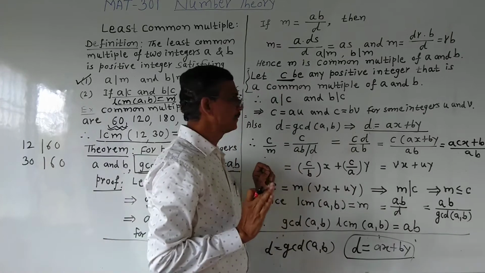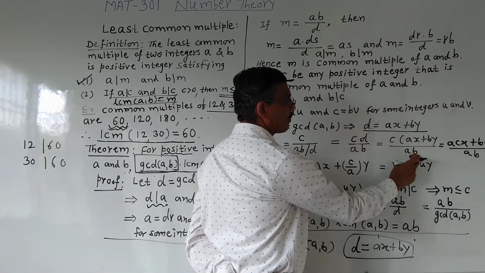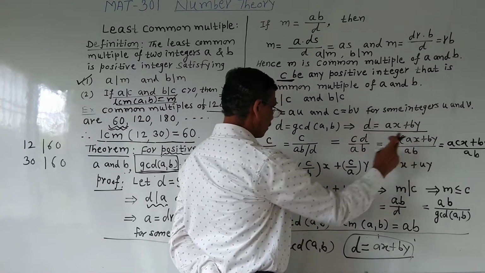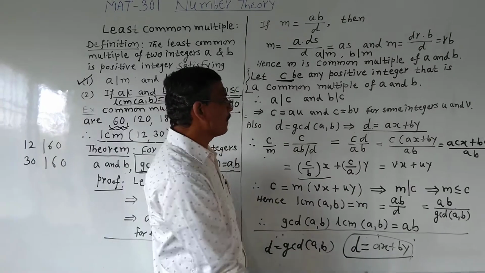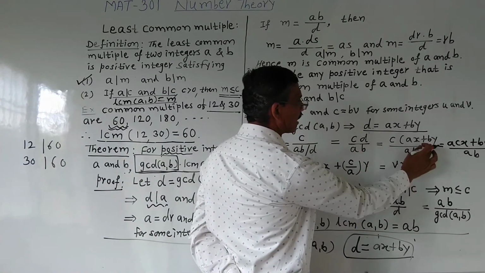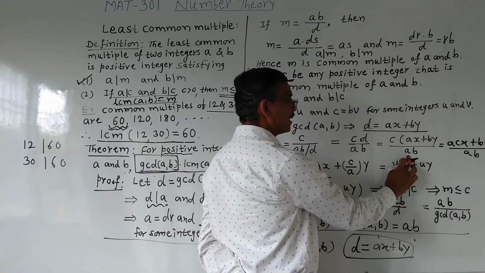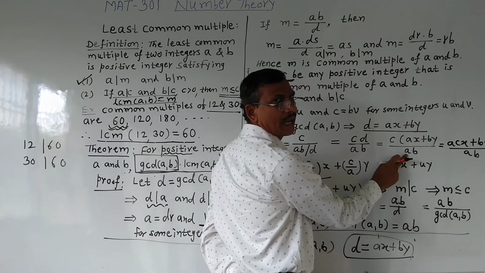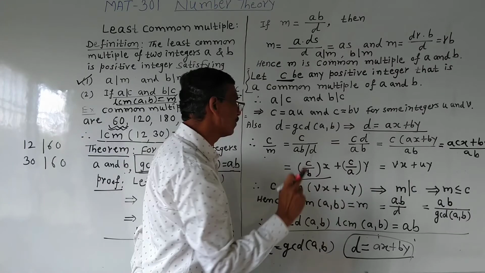Try to understand again. Here, the first term is cax upon ab. A gets cancelled. It is c upon b into x. This is the first term. Similarly, after multiplying, the second term is c into b into y upon ab. Then b, b get cancelled. What remains? c upon a into y. Here, c upon a into y.